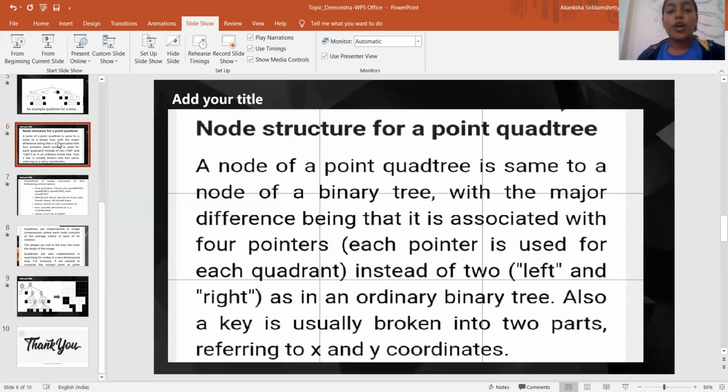Node structure for a point quadtree. A node of a point quadtree is similar to a node of a binary tree, with the major difference being that it is associated with four pointers. Each pointer is used for each quadrant instead of two, left and right, as in an ordinary binary tree. Also, a key is usually broken into two parts, referring to x and y.